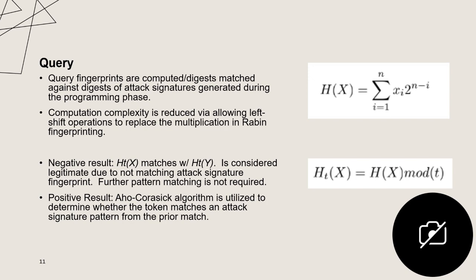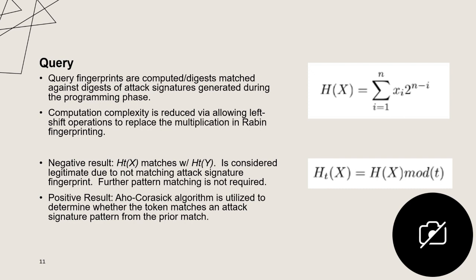Query. Query fingerprints are computed digests matched against digests of attack signatures generated during the programming phase. Computation complexity is reduced by allowing left shift operations to replace the multiplication in Rabin fingerprinting. Negative results, as you can see, are considered legitimate due to not matching attack signature fingerprints. Further pattern matching would not be required in this instance.